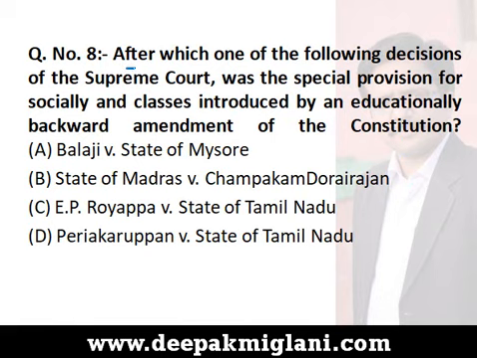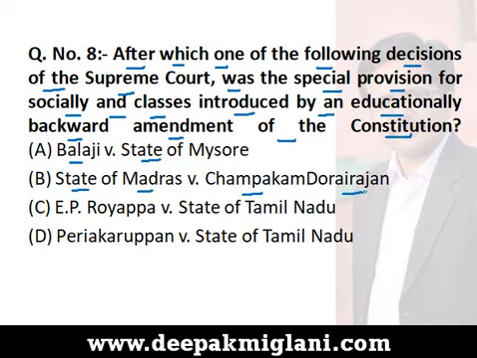Question number 8. After which one of the following decisions of the Supreme Court was the special provision for socially and educationally backward classes introduced by an amendment of the Constitution? Option A, Balaji versus State of Mysore. Option B, State of Madras versus Champakam Dorairajan. Option C, E.P. Royappa versus State of Tamil Nadu. Option D, Periyakaruppan versus State of Tamil Nadu.